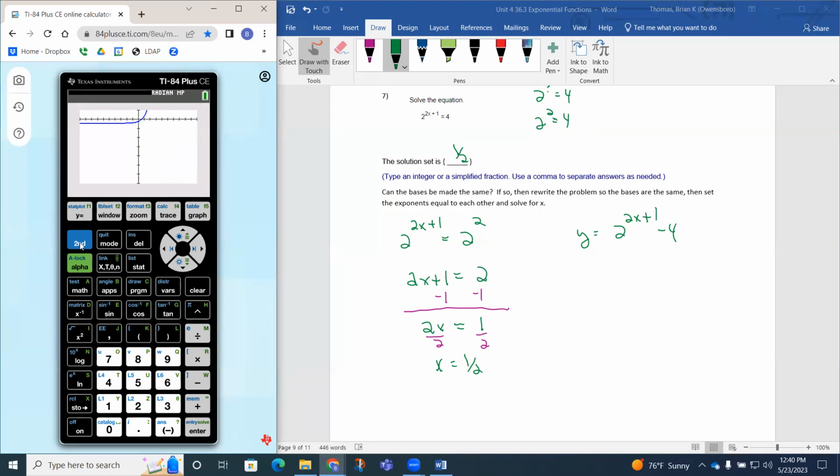But if I use the calculate button here, second calculate, number 2 will find the solution, if you will. So I have to be left of it. That's left. Hit enter. I've got to be right of that 0. So notice how there's a sign change. I'm to the right of it now. Hit enter and then hit enter a third time. And notice how it does give me this 0.5, and 0.5 is the same thing as a half. So it does check out there. So that would be the solution to number 7.